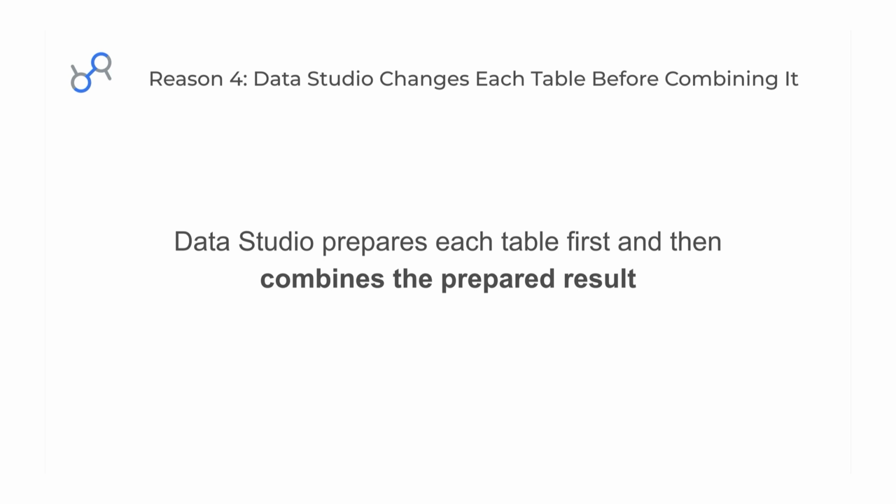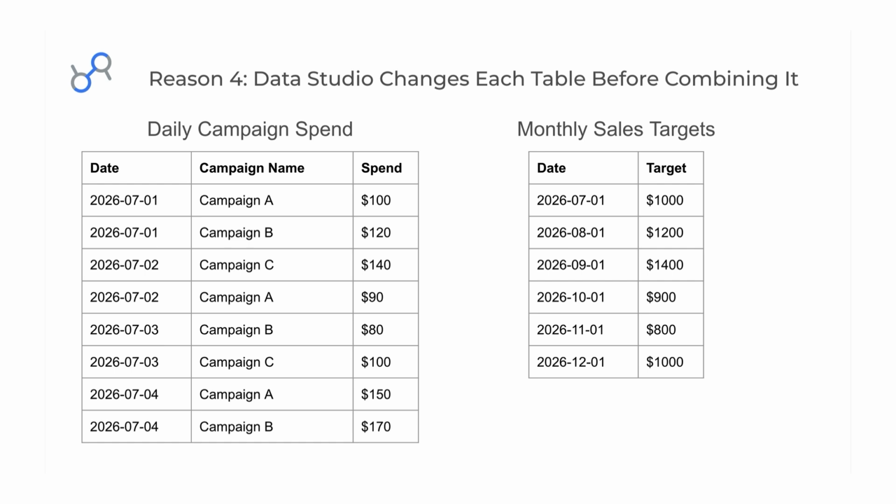This also explains many problems involving dates. For example, you may have daily advertising data and monthly sales targets. If you join both tables only using the month, the same month target may appear alongside every daily advertising row. That can cause the monthly target to be repeated.